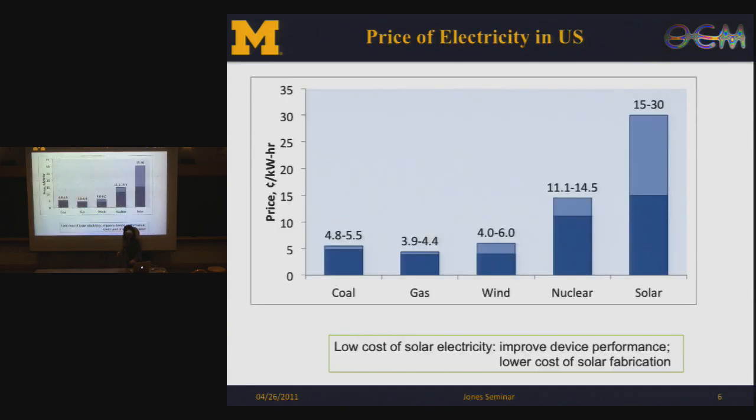But then the question still remains: why haven't we used solar energy a lot in our ordinary life? The biggest problem is the cost of solar energy. When we compare solar electricity with coal, gas, wind, and nuclear, you see that solar electricity costs a lot. So for real application, we have to bring down the cost of solar electricity and make it comparable with the other energy sources.